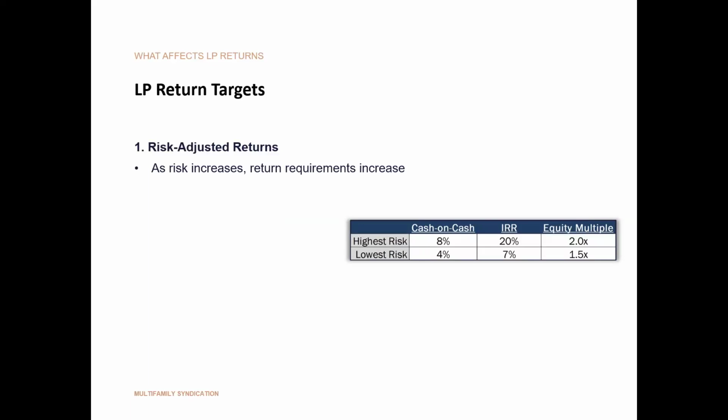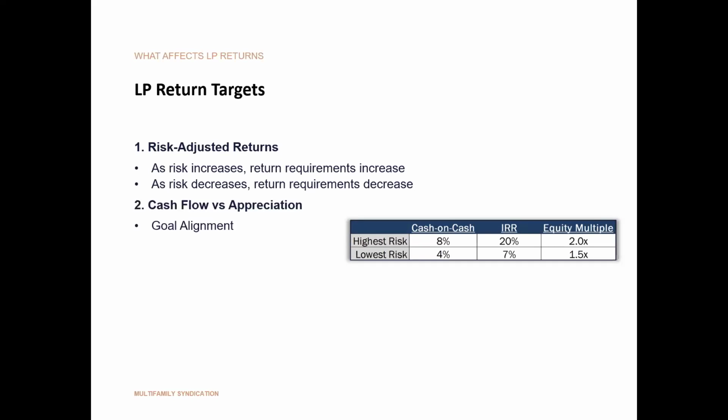LP return targets. So what sort of return targets are you looking for? This is a question that is going to be highly subjective. It's highly up to you, depending on what your plan is, what that allocation for the capital means to your portfolio. But generally speaking, as risk increases, your return requirements should increase as well. As risk decreases, your return requirements should decrease. It's a less risky investment, your requirement for a return is going to be less. And then when you're looking at investments, understand what you're investing for. Are you investing for the cash flow, or are you looking for that growth, for that appreciation?